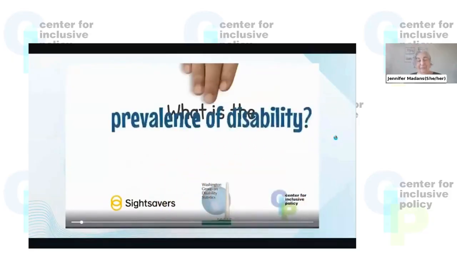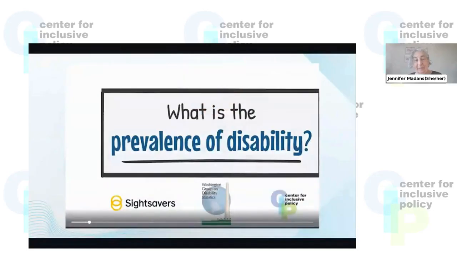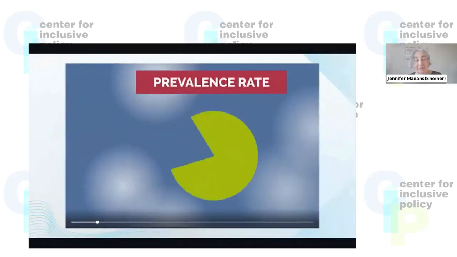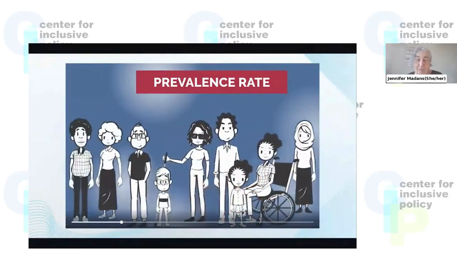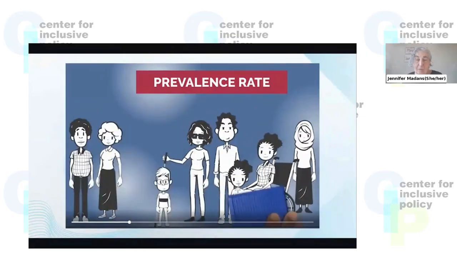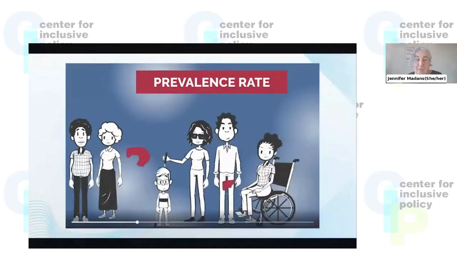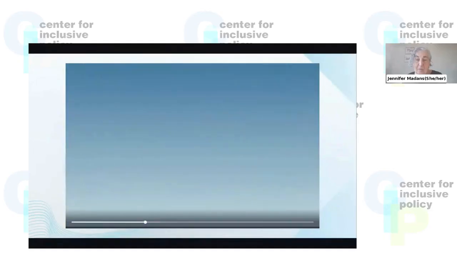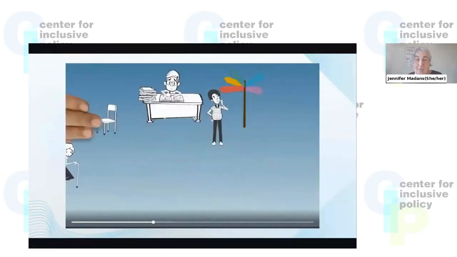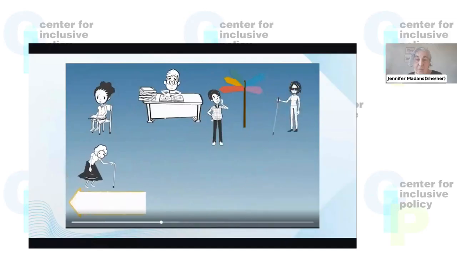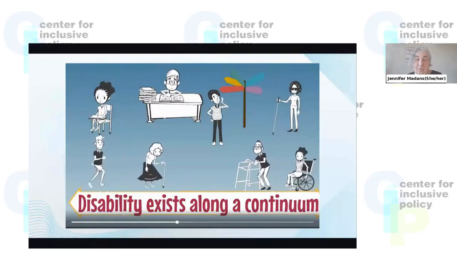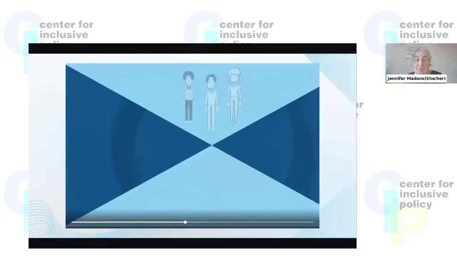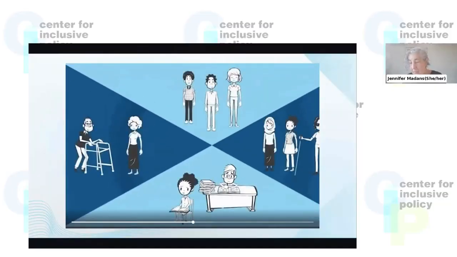What is the prevalence of disability? The disability prevalence rate tells us the percent of the population with disabilities. The first step in calculating the prevalence rate is to identify who has disabilities. But identifying those with and without disabilities is not always straightforward. This is because not all disabilities are visible. In addition, disability and functioning exist along a continuum, and people can have various levels of difficulties when doing different kinds of activities. As a result, there is not one single population with disabilities, but many.